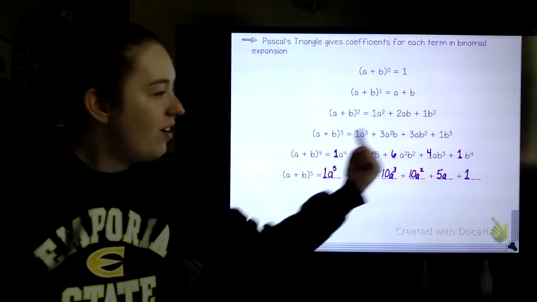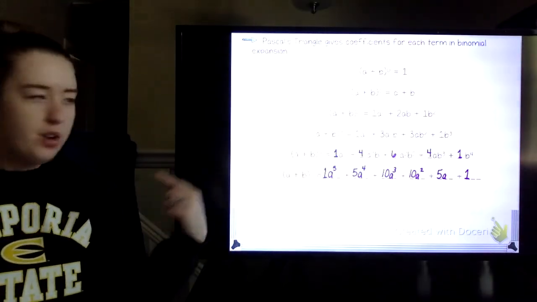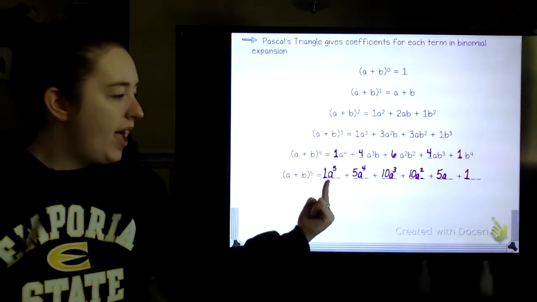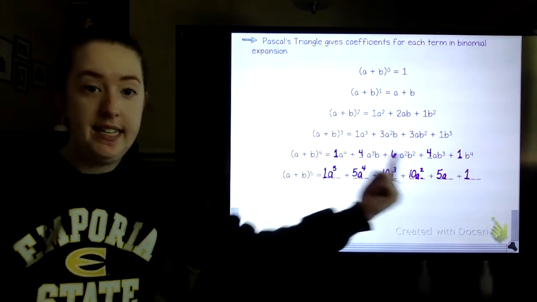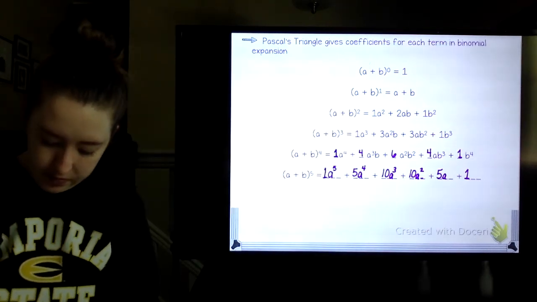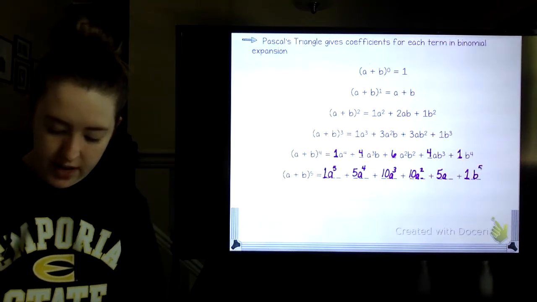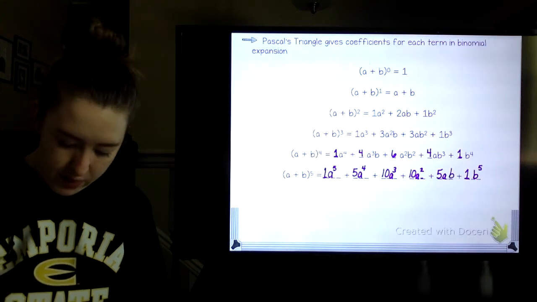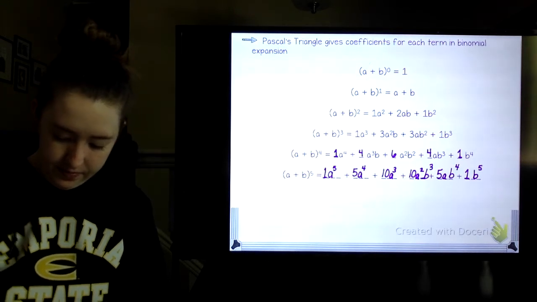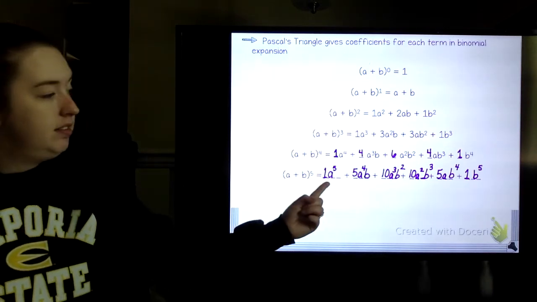Now, we are also going from 5 to 0, but we're starting at the other end, right? For a, I started at the beginning and counted down. For b, I'm going to start at the end and count down. So b to the 5th, because my power is 5, b to the 4th, b cubed, b squared, b, no b.